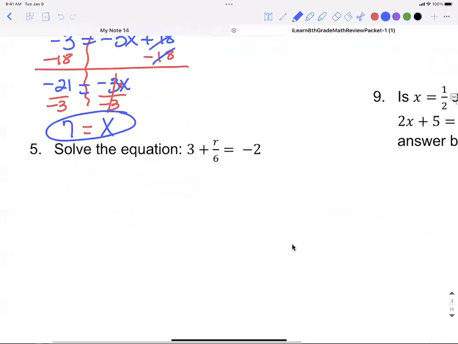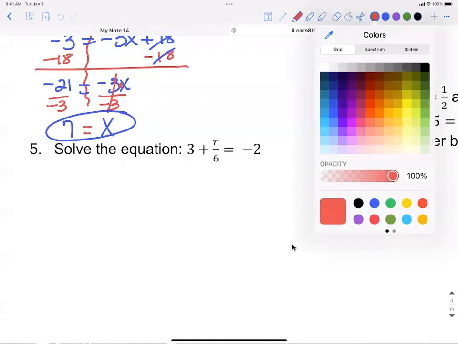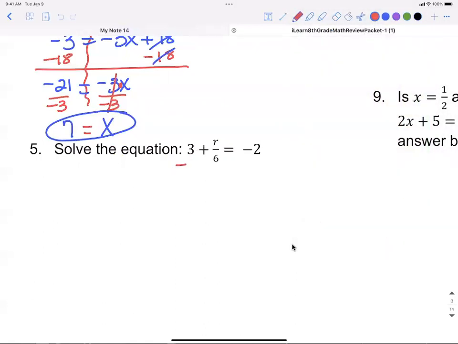All right, number 5. If you want to pause this video for a second, see if you can work this on your own and then unpause it. That'd give you a good idea if you're kind of tracking. All right, so r/6, that's trapped in a fraction. I'm going to deal with that last. So the first thing I want to do is snap off that 3. It's a positive, so I'm going to do -3. Here's my wall. Whatever I do to one side, I do to the other.